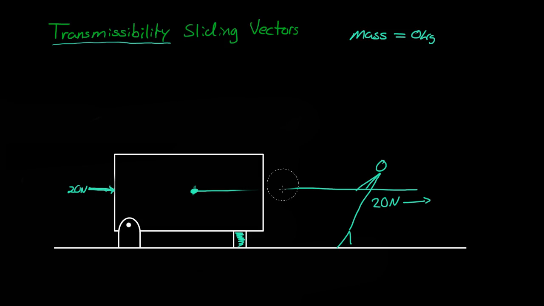Now let's say we move it one more time to all the way to the edge. Is that the equivalent of pulling with 20 newtons right here versus here? These 2 points, to a rigid body that doesn't rotate, they are the equivalent.